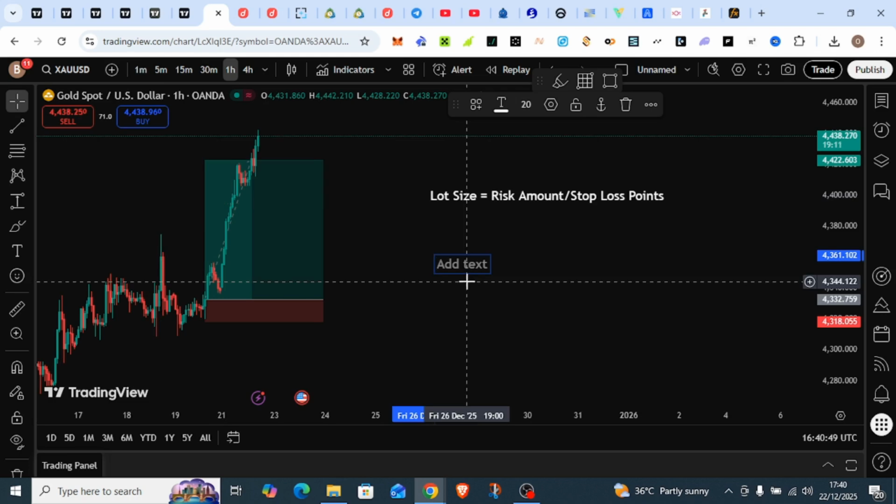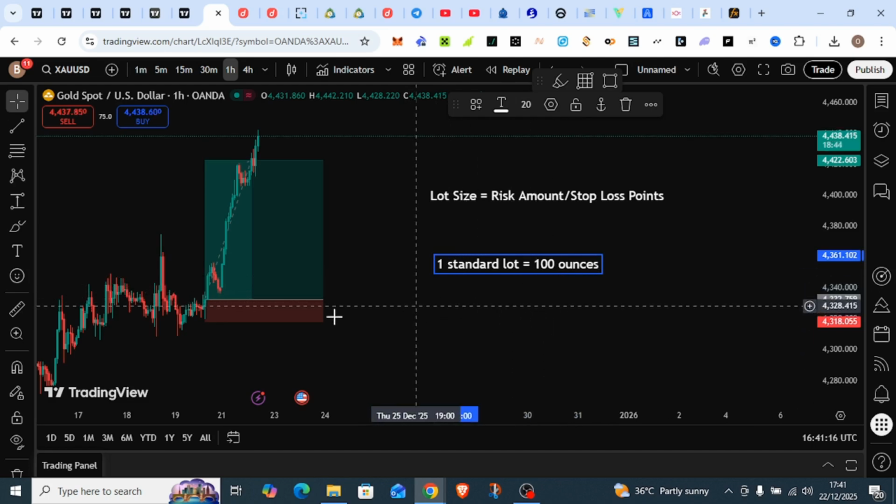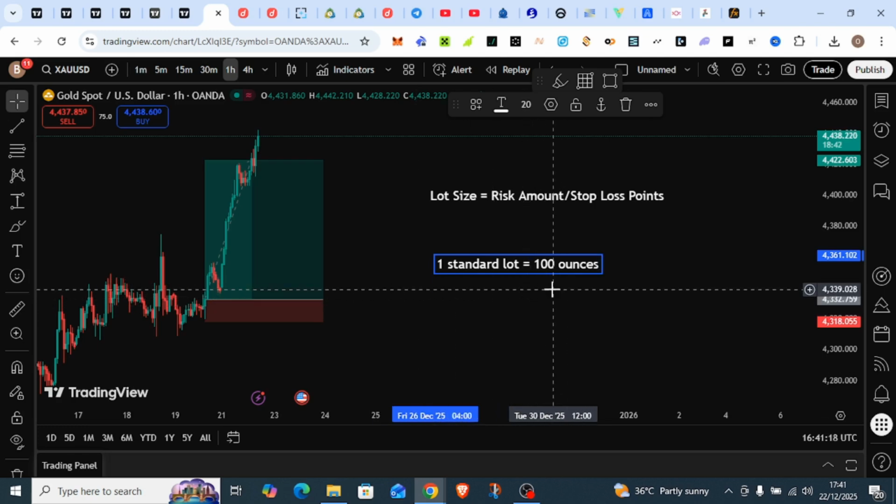one standard lot is equal to 100 ounces. So one standard lot is equal to 100 ounces. So gold is measured in ounces. So one standard lot is equal to 100 ounces.